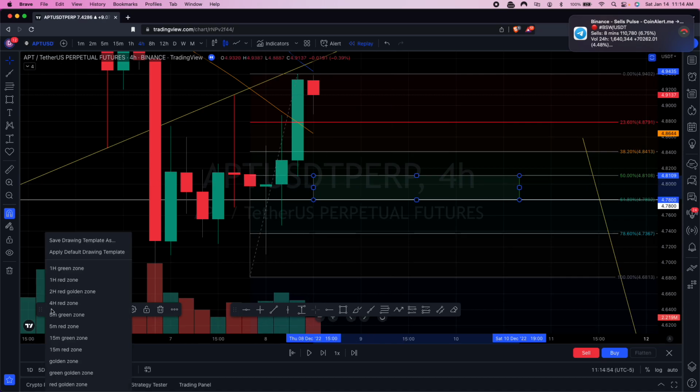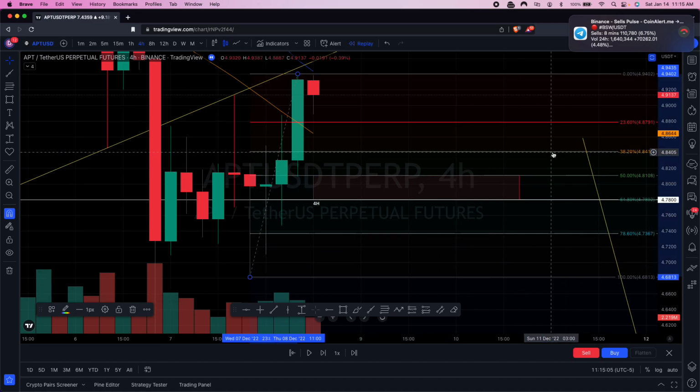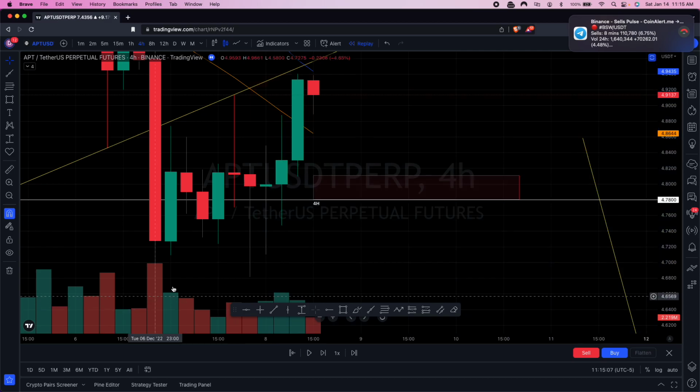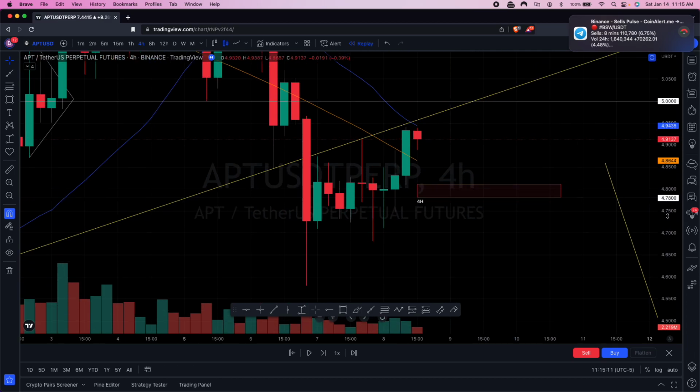So I'm going to use my template in here. I'm going to call this my 4-hour red zone. That's going to turn it to the colors I desired and put my little label on it. I'm going to lock it so it doesn't get dragged. Click the fib and delete that. Okay, and so now I have a potential zone for retracement.